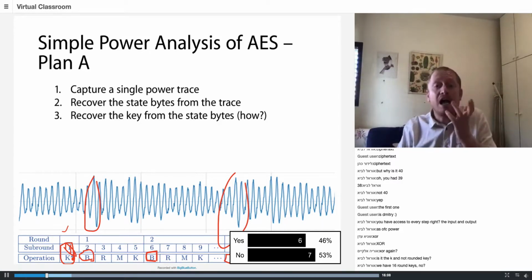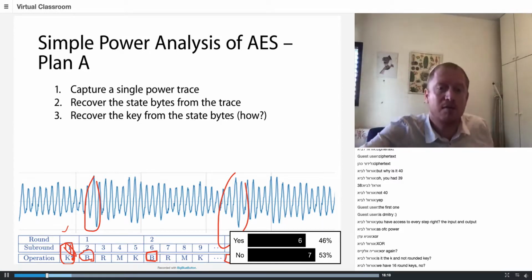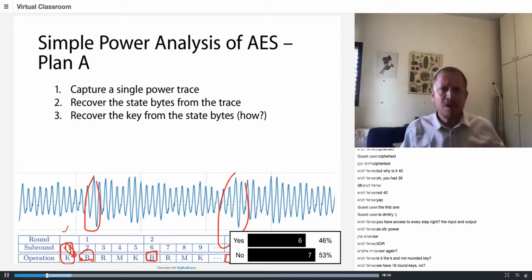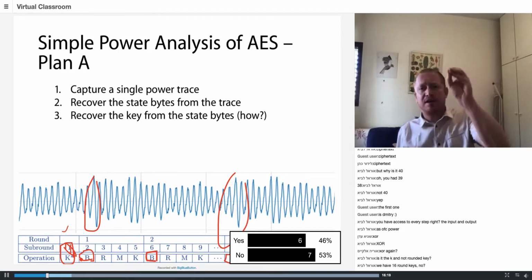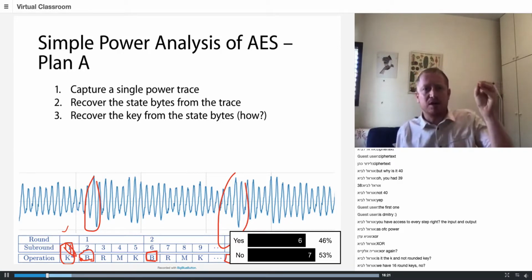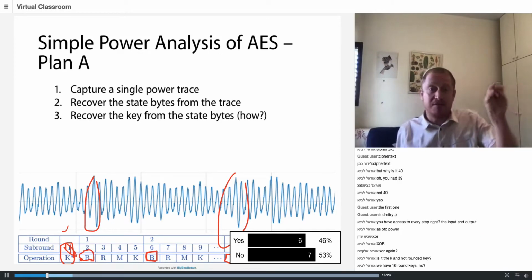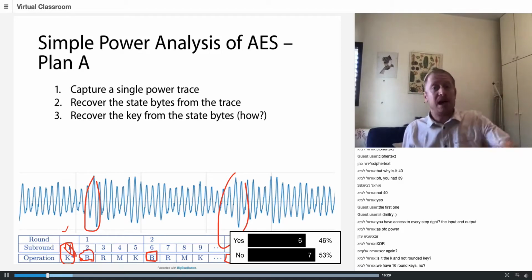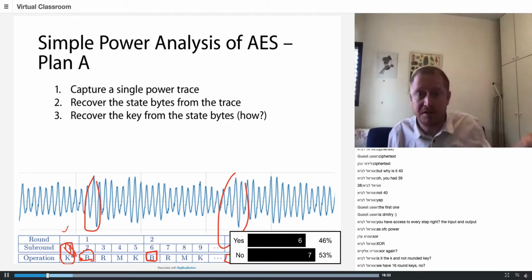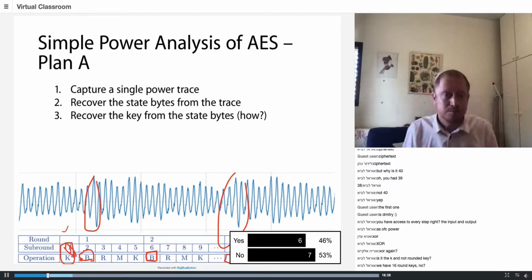So if I am able, for some reason, to recover the 16 state bytes after add key, each one of these bytes is going to be plaintext 0 XOR key 0, plaintext 1 XOR key 1, until plaintext byte 15 XOR key byte 15. And now from these values, and from the plaintext, which I know because this is the model, I can XOR them together and get out the key.